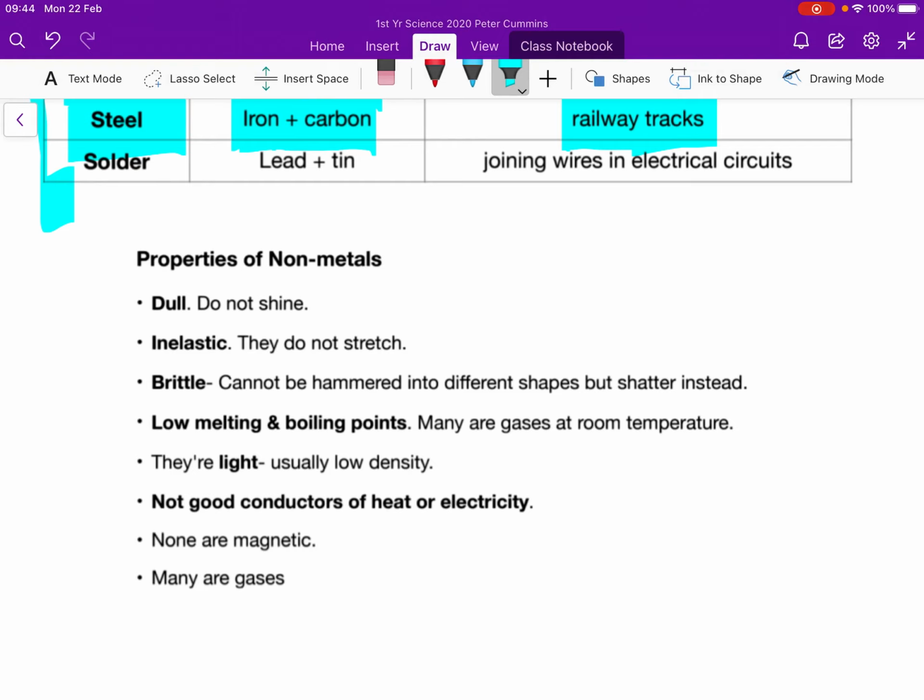Okay, going away from metals then, I'm going to do it all in the one go. And it's basically the opposite. So if you think of all the properties we gave of metals: lustrous, malleable, ductile, high melting point, high boiling point, conducts electricity, conducts heat, and so on.